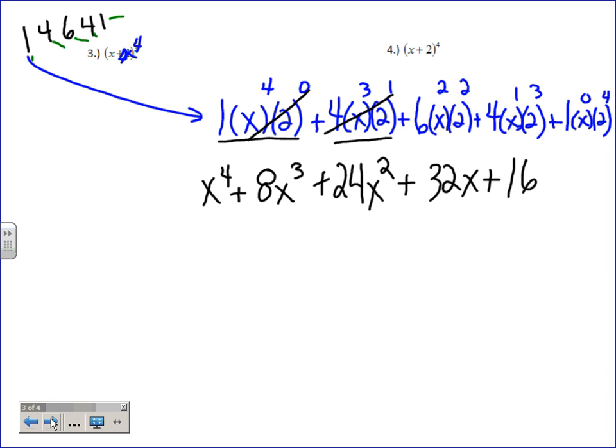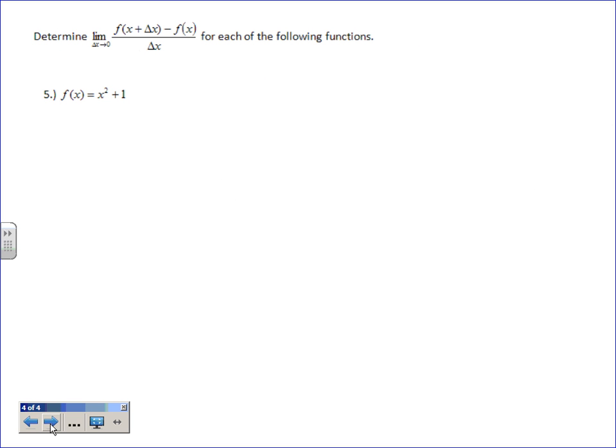On to the back. I'll probably do maybe... I'll look at 1, and then I think I might leave the rest of them to you. So we'll do number 5 together. Do you agree that x squared plus 1 is my function? Okay. And I'm asked to find the limit as delta x goes to 0. Have we done that? Yes, we have.